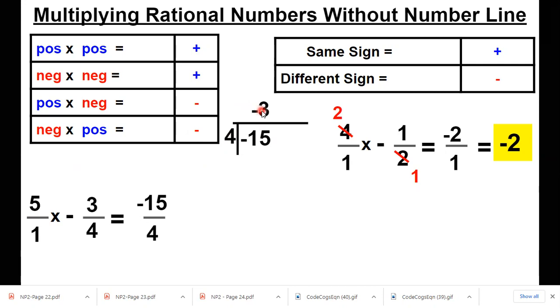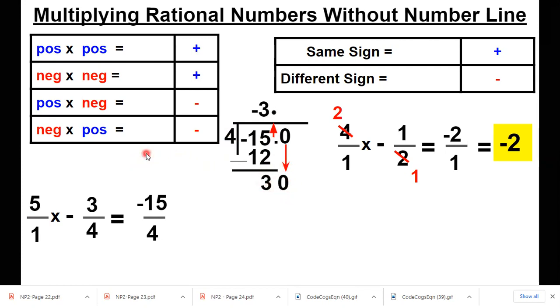3. 3 times 4 is 12. Now 15 minus 12 is 3. And that 3 I'm going to bring up to the top. Oh, we're going to keep going. We're going to bring down a 0 here. Put my decimal up there. Bring down my 0. Now I say how many 4s go into 30?